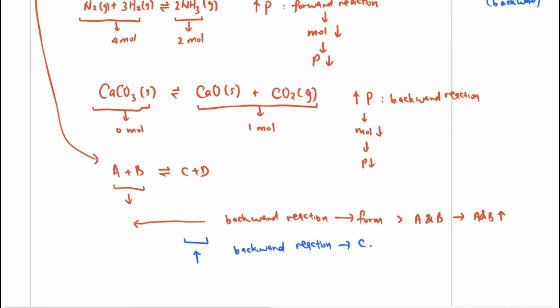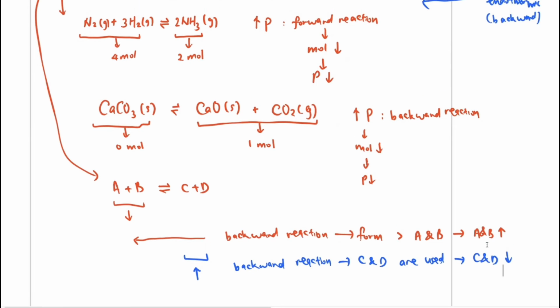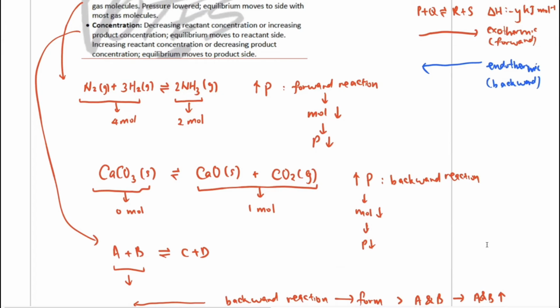Okay, C and D are used. So C and D decrease. And that is how they oppose the change. You increase it, at the end you have to think of how to decrease it. So that is opposing the change. So you have to build up this common sense to figure out whether they move to the left or move to the right. So this is the other way around: increasing reactant concentration or decreasing product.